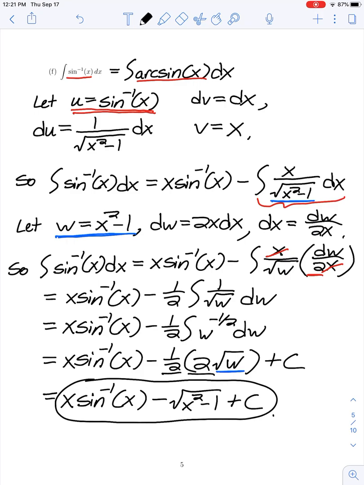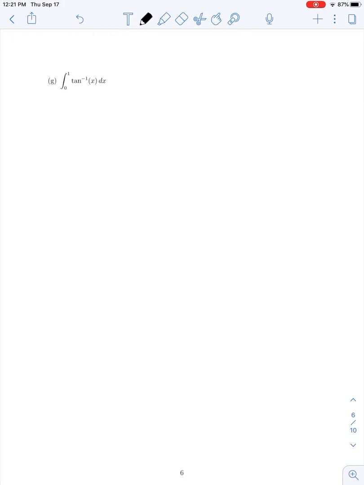All right. So this example illustrates that when our integral involves an inverse trig function, we should try integration by parts where we choose u to be that inverse trig function, because we know how to differentiate those, but finding the antiderivatives of these inverse trig functions requires integration by parts. So let's look at one last problem for this lecture.